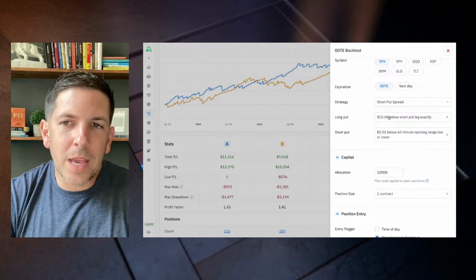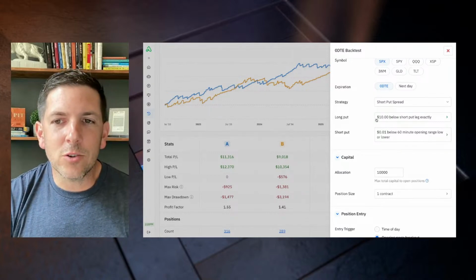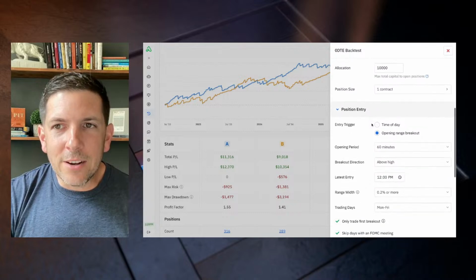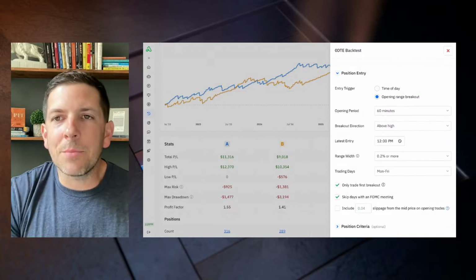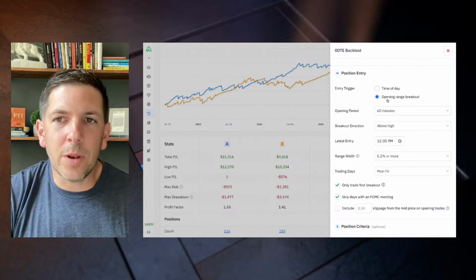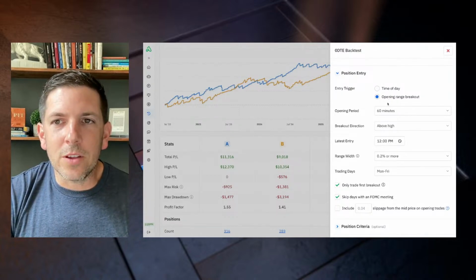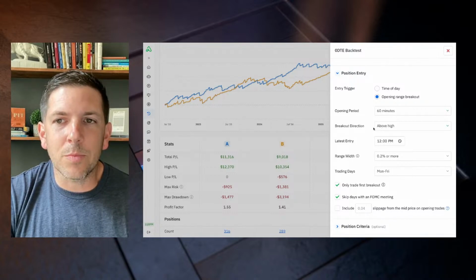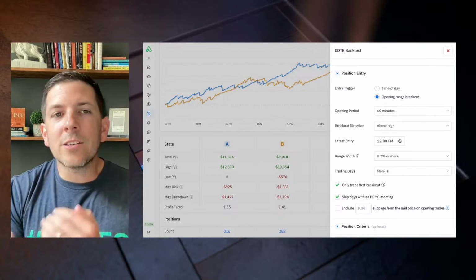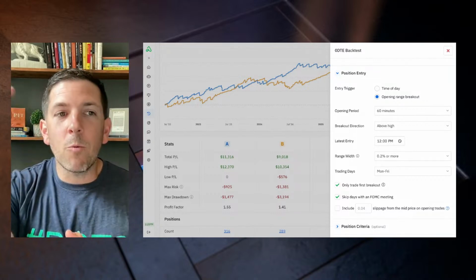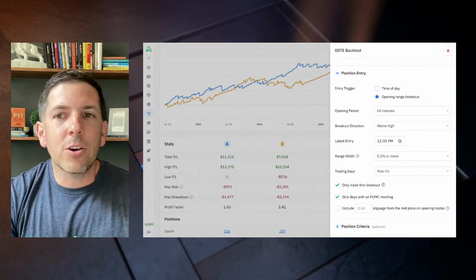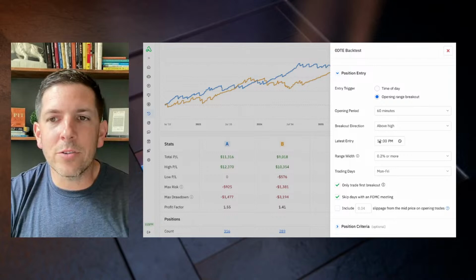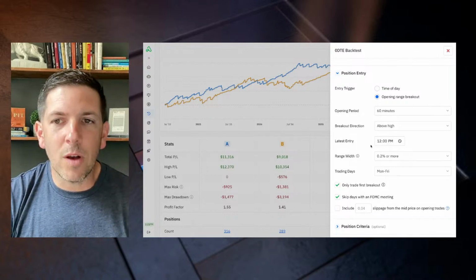And then, of course, you piggyback your long put leg off of that short put leg. As far as entry time, you're not going to pick just any time during the day. You're going to target it off of the 60-minute opening range, and only if it has a breakout above the high. So we enter on the lower end of the opening range, but we wait for a breakout above the 60-minute opening range high, which could happen after the first hour, after 2 hours, or 2.5 hours. In this case, we set the latest entry as 12 o'clock in the afternoon.